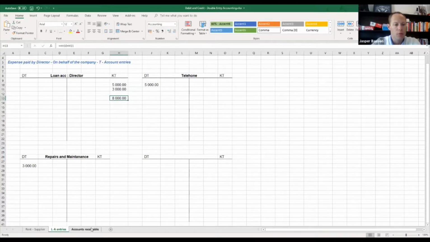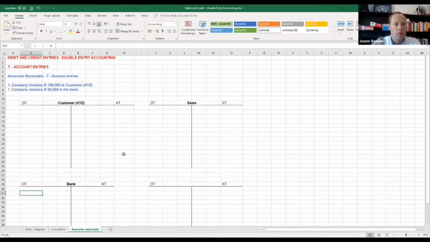And lastly, I just want to run you through an accounts receivable example. We're looking at an invoice that's been issued by the company to customer XYZ for the amount of 100,000 rand, and a few days later the company receives 50,000 rand in its bank account from the customer. So the customer still owes 50,000 rand to date.